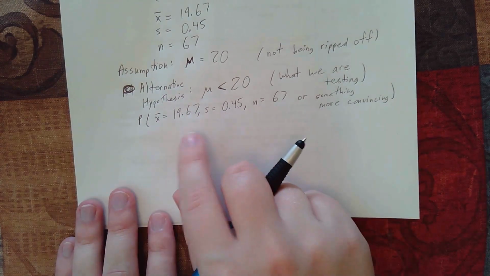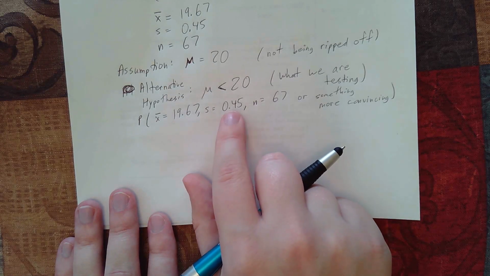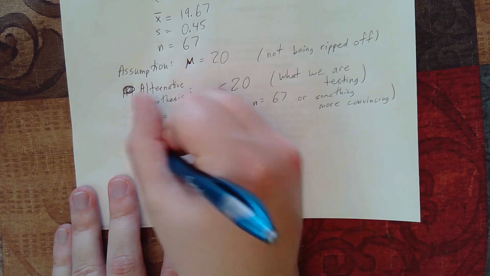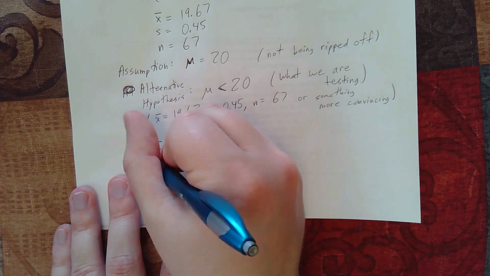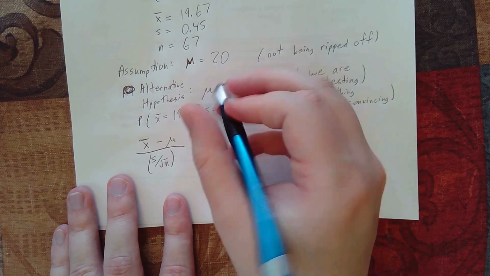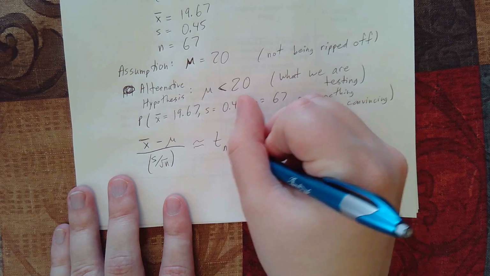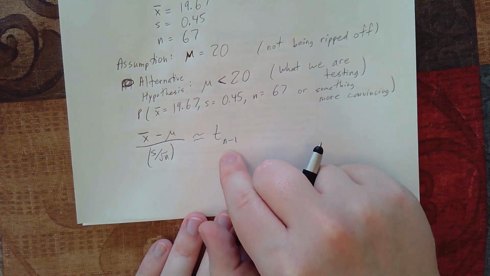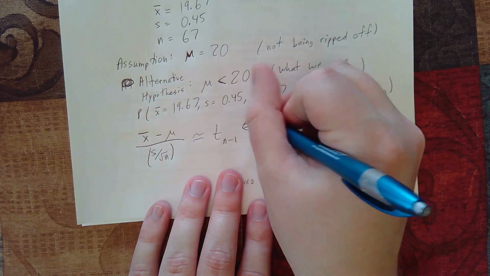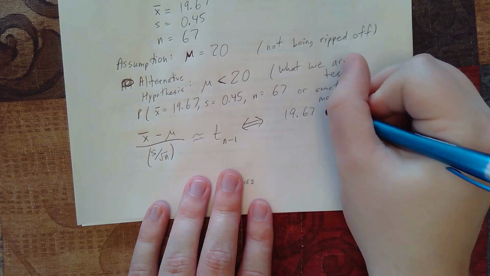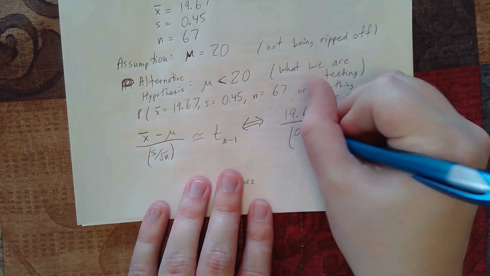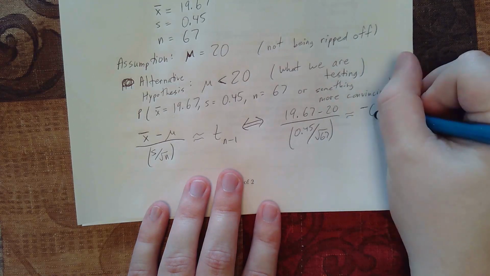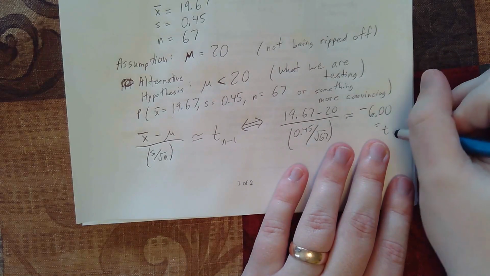Since we know our sample mean and our sample standard deviation, but not our actual population standard deviation, we're going to use the t distribution here. Remember that for t, we're looking at x bar minus mu over the sample standard deviation divided by the square root of n. This is roughly going to be our t-score for t sub n minus 1. The degrees of freedom for the t distribution is the sample size minus 1. So let's do that. We'll take 19.67 minus 20 divided by 0.45 over the square root of 67, and we'll get roughly negative 6.00. So this will be our t sub 66.